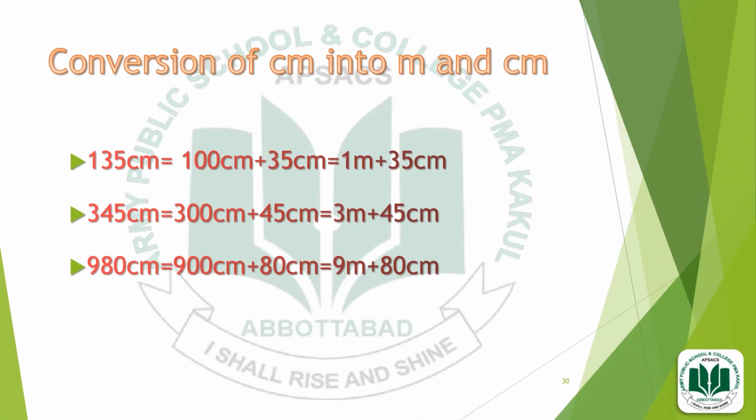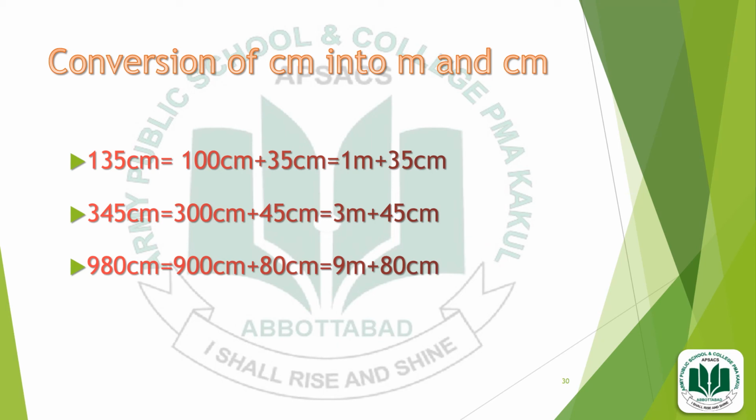Now the next topic is conversion of centimeter into meters and centimeters. If we have 135 centimeter, then we split the hundreds from it. As there is only 100, so we split 100 plus 35. Then 100 centimeter becomes 1 meter, and it becomes 1 meter and 35 centimeter.